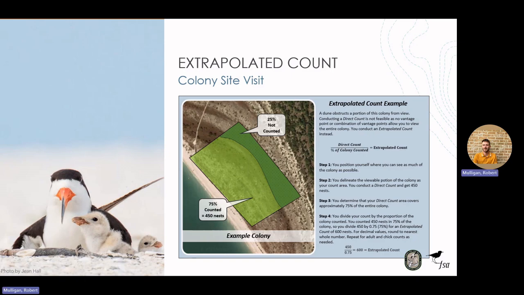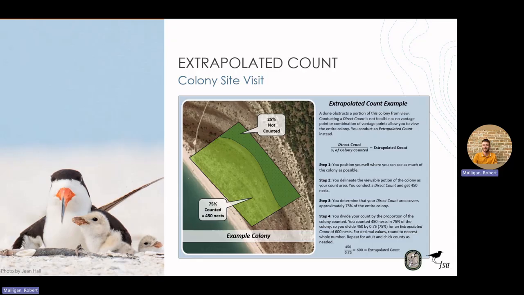Step 1. Position yourself where you can see as much of the colony as possible. Step 2. You delineate the viewable portion of the colony as your count area. In this example, you can see the portion of the colony shaded in light green. You cannot see the portion shaded in dark green. That's blocked by the dune.